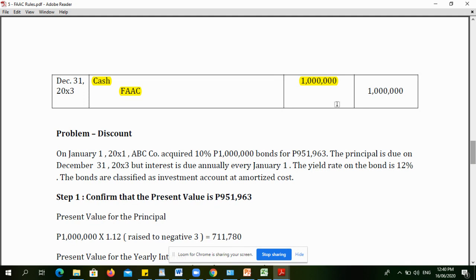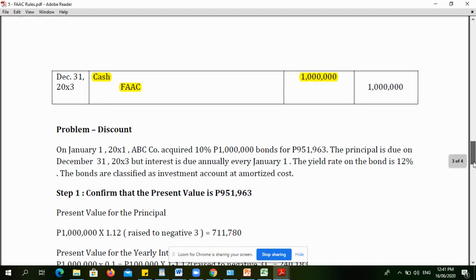And I want to emphasize that this is an important journal entry. Minsan, nakakalimutan tong isulat kasi akala lang nila interest received, pati interest income lang yung important. But this is also important as well. So, okay. Let's talk about discount.